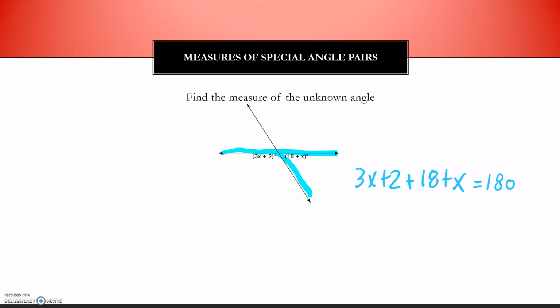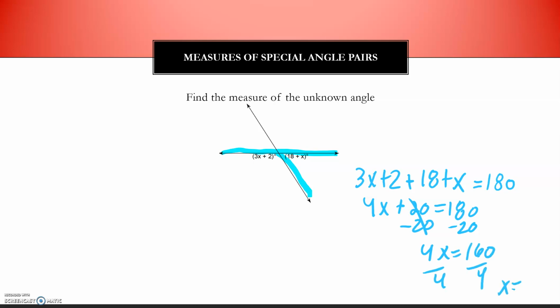Add them together, like terms, so I would get 3x plus x is 4x. 2 plus 18 is 20 equals 180. Subtract 20 from each side, so I get 4x equals 160. Divide both sides by 4, and x equals 40. I want the measure of the unknown, and we'll say angles because there's two of them.